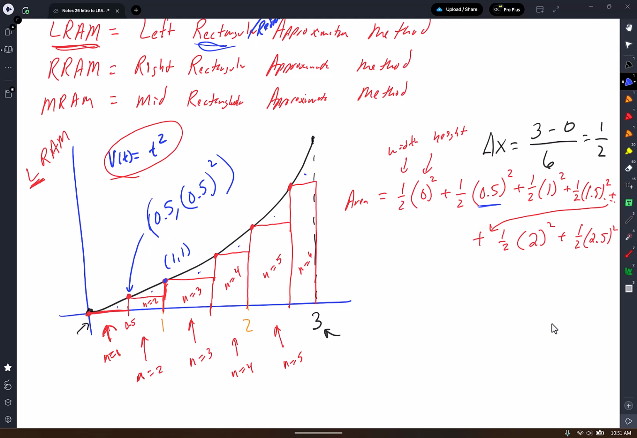Oh, that's where calculus comes in. We're not there yet. All right. Is there an easier way to do this? Notice that they all have a half in the front. Can I factor out a half? Yeah, look. Go half and then parentheses 0 squared plus 0.5 squared plus 1 squared plus 1.5 squared plus 2 squared plus 2.5 squared.